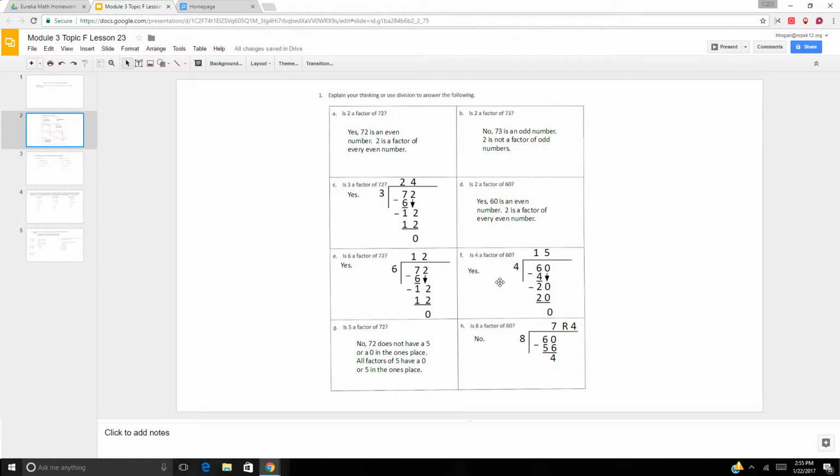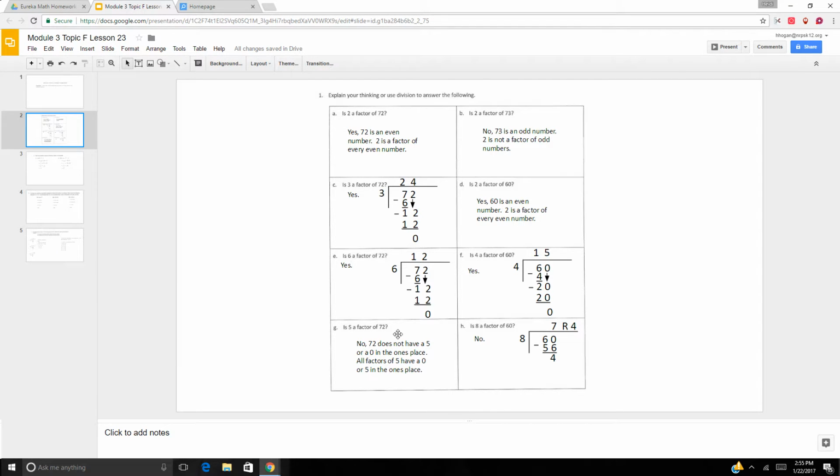Is 4 a factor of 60? Well, I know that 4 times 10 is 40, and 60 minus 40 is 20, and 4 times 5 is 20. So if I did an area model like that in my head and did mental math, yes. But you can also do long division to figure it out.